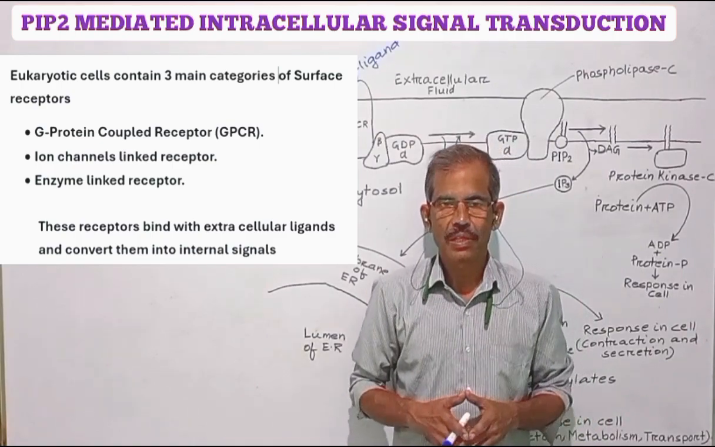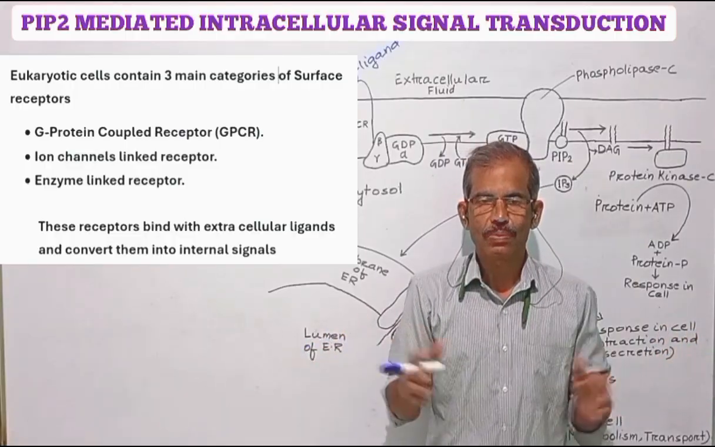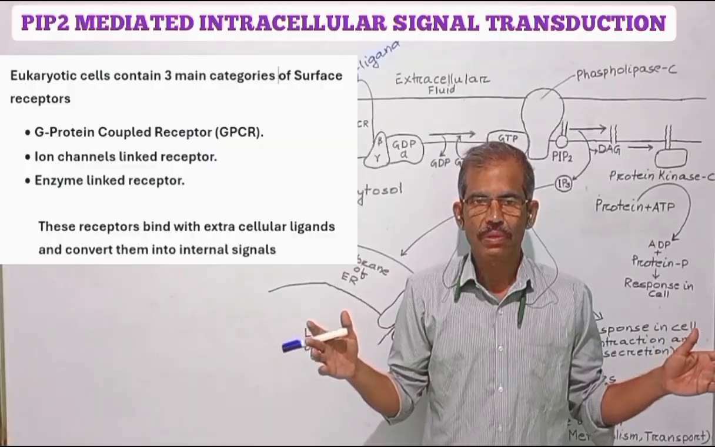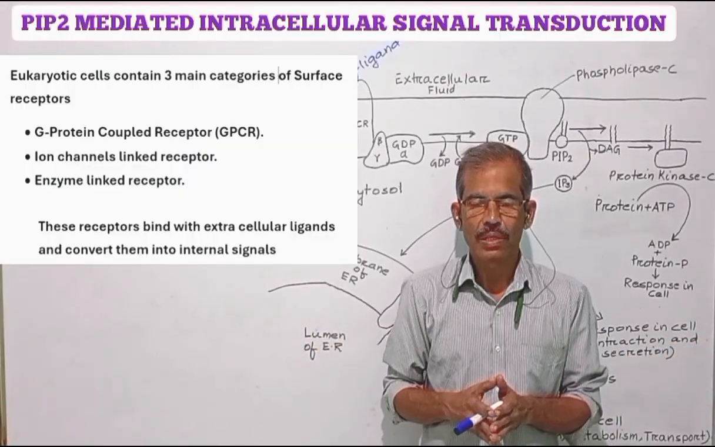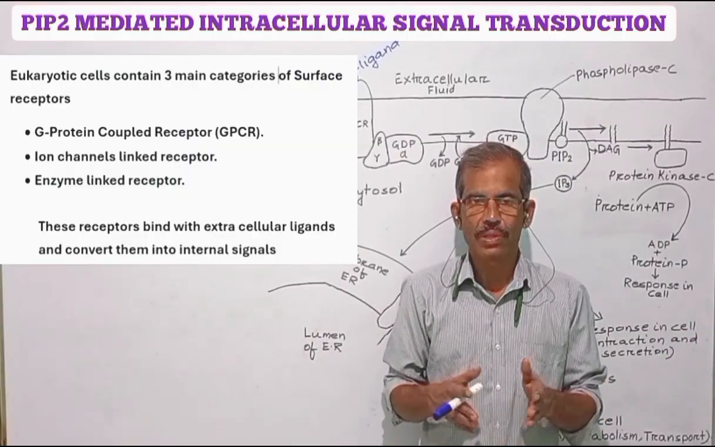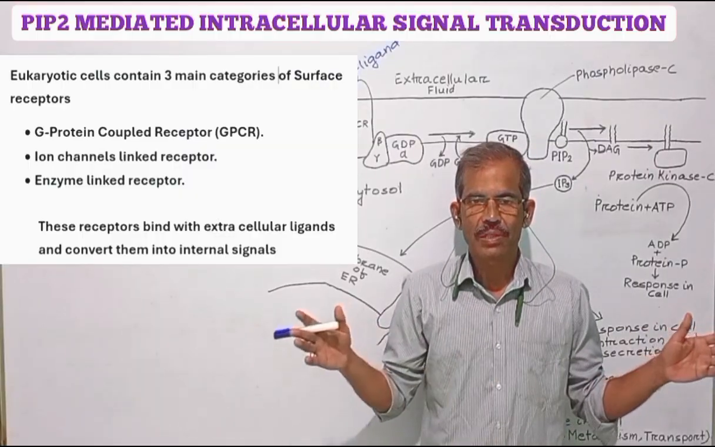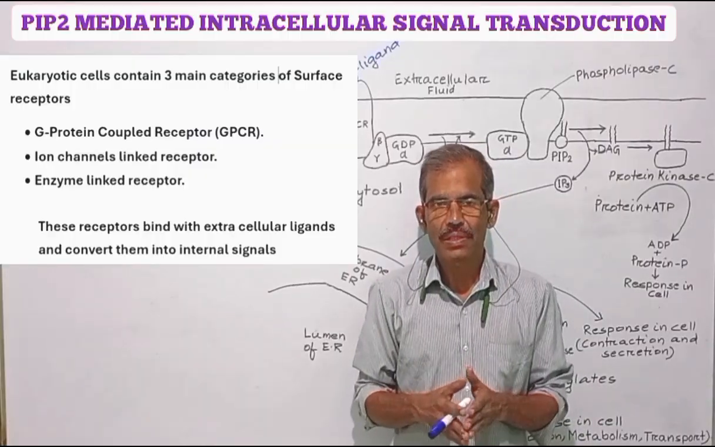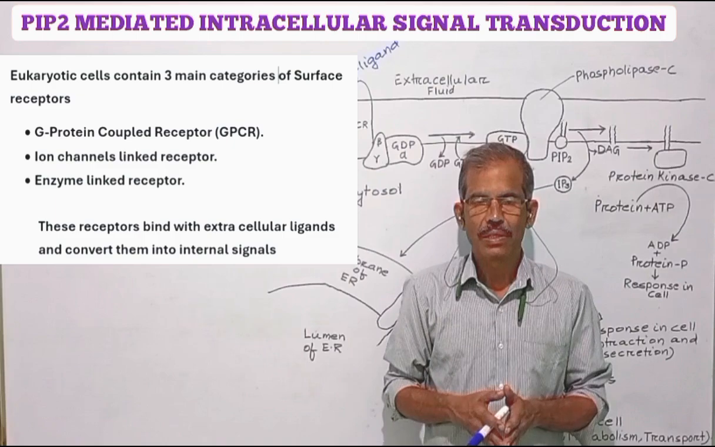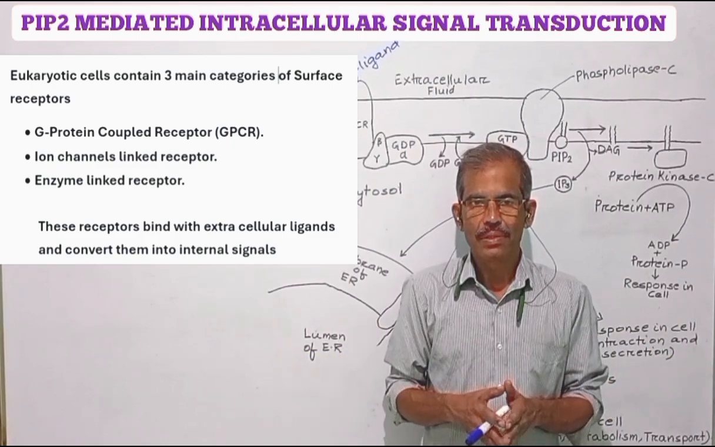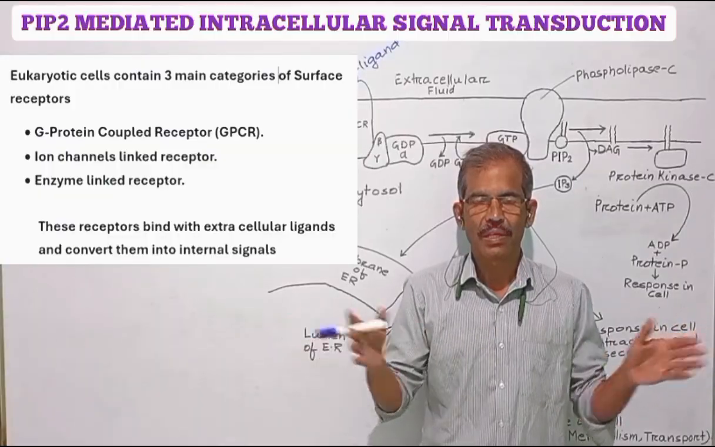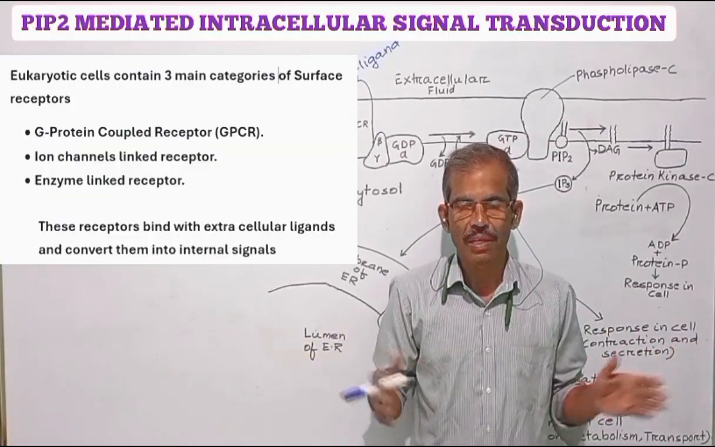Eukaryotic cells contain three main categories of surface receptors. Number 1, G protein coupled receptor or GPCR. Number 2, ion channel linked receptor. And number 3, enzyme linked receptor. All these receptors are integral membrane proteins that remain embedded in the cell membrane. These receptors bind with specific extracellular ligands and convert them into internal signals.